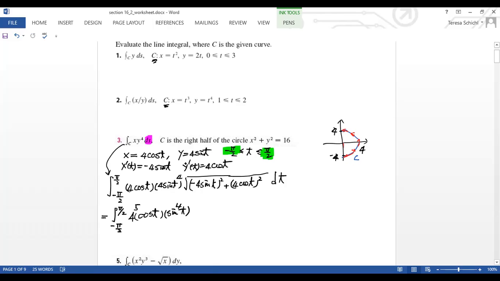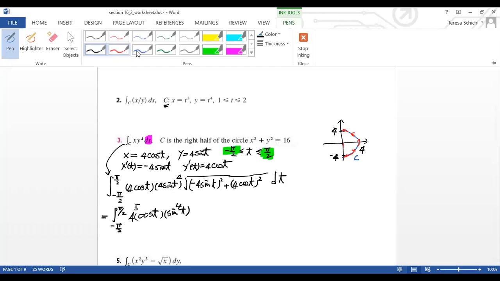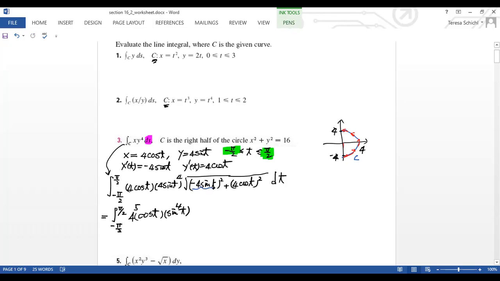Now look at the inside. This is pretty cool. I love those sine squared and cosine squared terms: it's 16 sine squared t plus 16 cosine squared t. By the Pythagorean theorem, sine squared plus cosine squared is 1, so the whole thing becomes 16 inside.